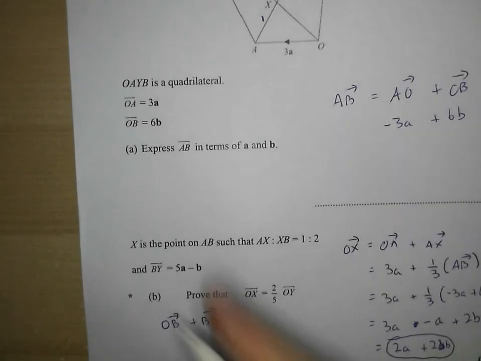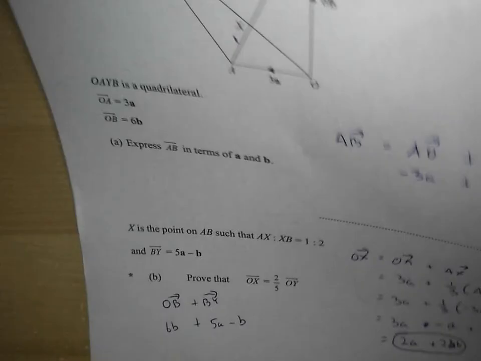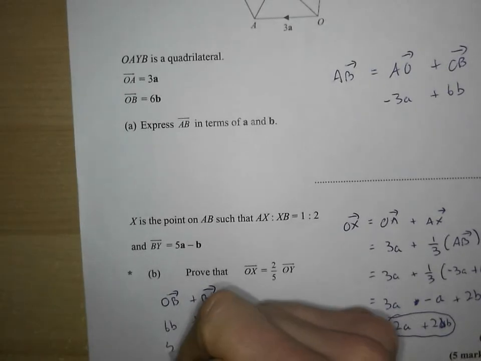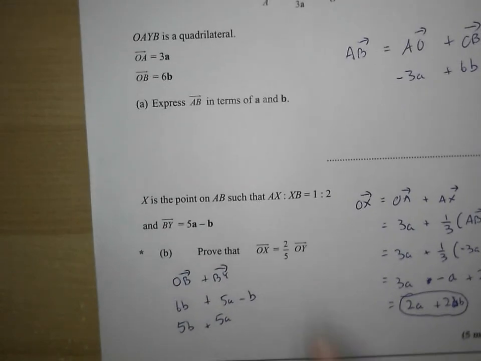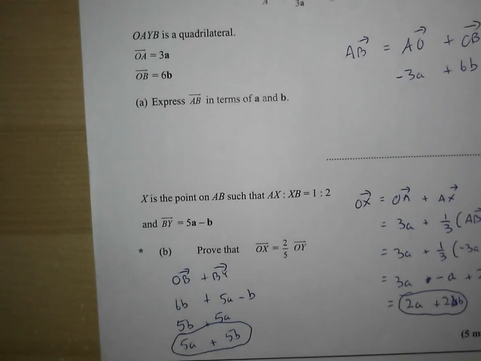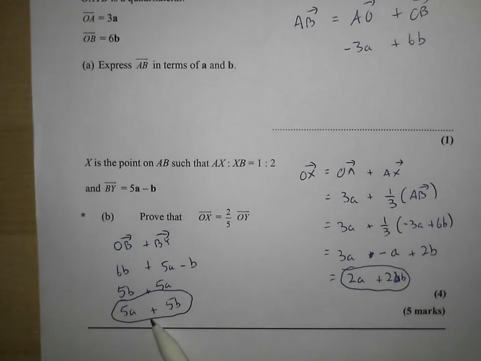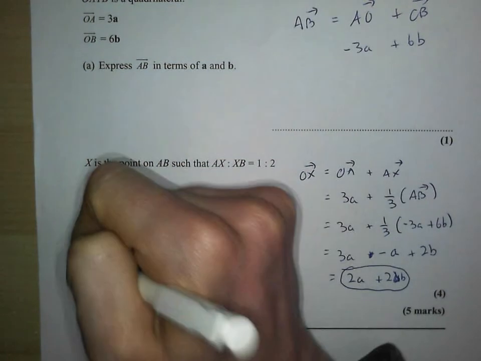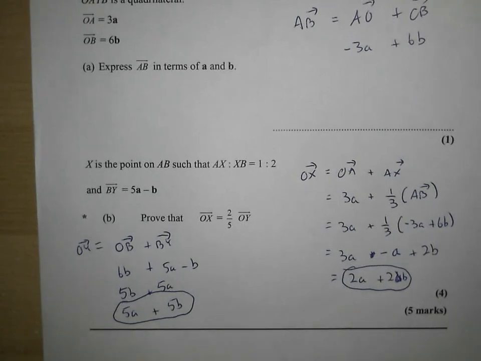Let's get that down. So O to B is just 6B, and then when I get there, B to Y is going to be 5A minus B. Let's tidy that up. So I get 6B minus B is 5B, and I get 5A as well. And then just to match it with the other one, I'll write that the other way around, so that's 5A plus 5B. Well, I'll tell you what, I've pretty much done this, because look at this. Sorry, I should have written that there, shouldn't I? That was O to Y. O to Y is 5A plus 5B. O to X is 2A plus 2B. But let's just spell it out.